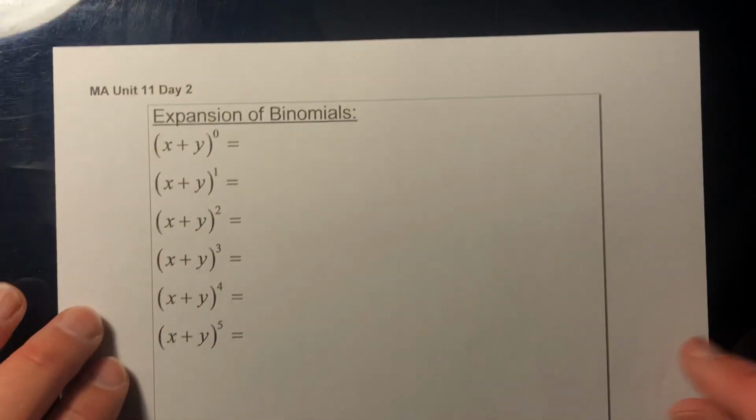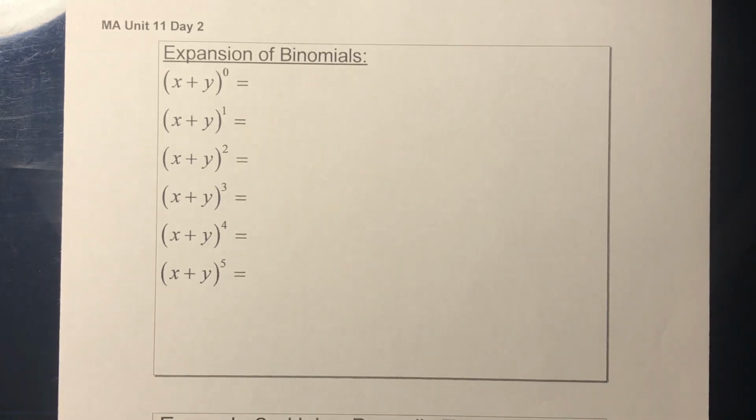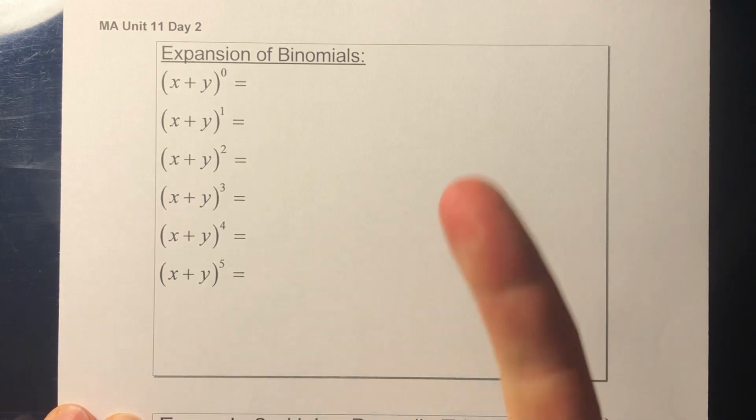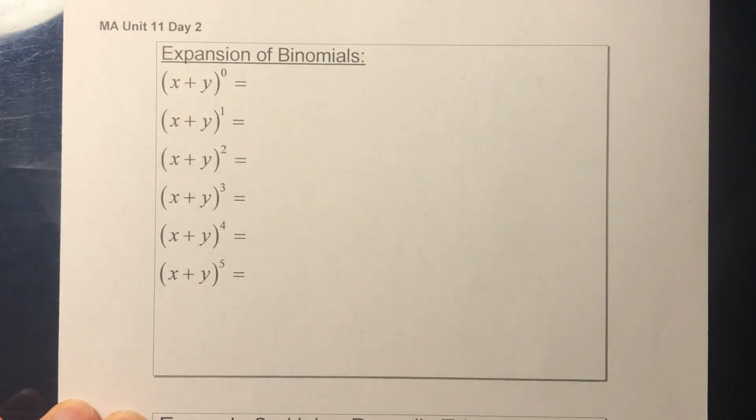All right. So let's expand these binomials. Now, back in Algebra 1 and Algebra 2, when you did these, if I go down here, for example, x plus y to the 5th power, that would be x plus y times x plus y times x plus y times x plus y times x plus y. 5 of them. That would be a pain to multiply. So that's why Pascal's triangle and this binomial theorem is going to help us out.